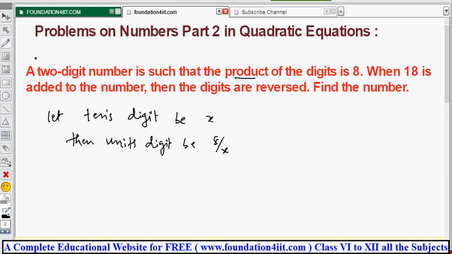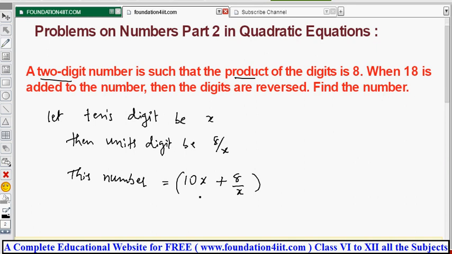Now we can make the number. We need to find the two-digit number. The tens digit is x, so it is 10 into the tens digit plus 1 into the ones digit, meaning the units digit, which is 8 divided by x. 8 divided by x into 1 is 8 divided by x. So 10x plus 8 by x is the number, right?